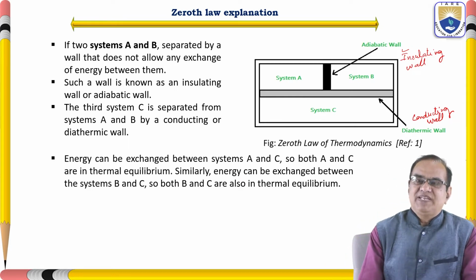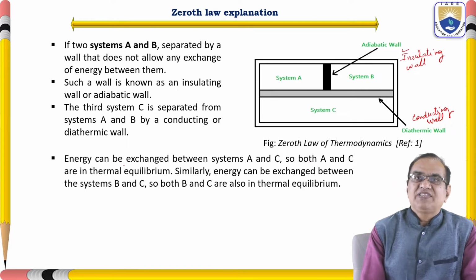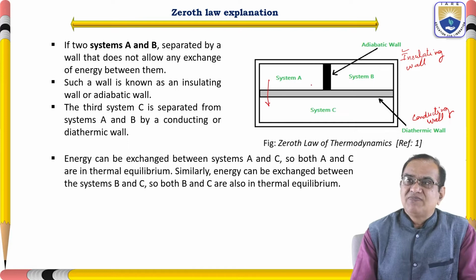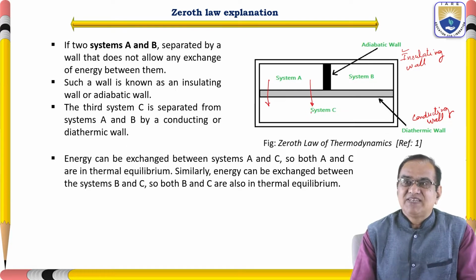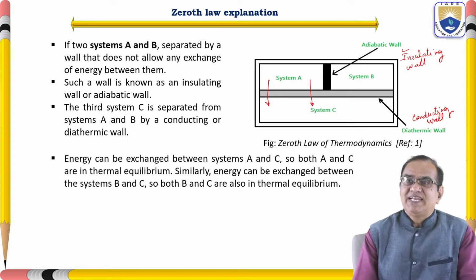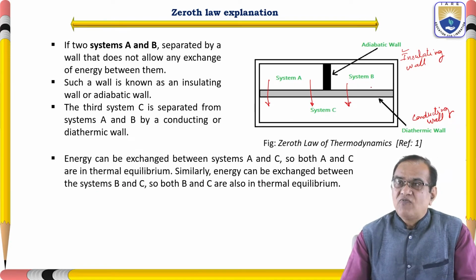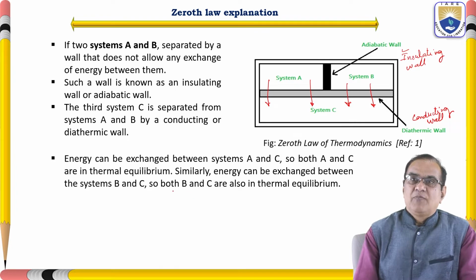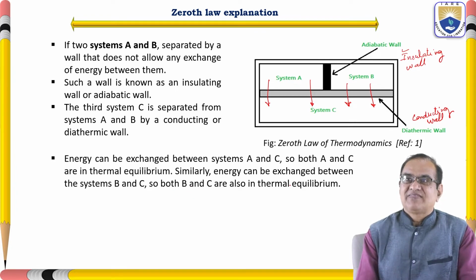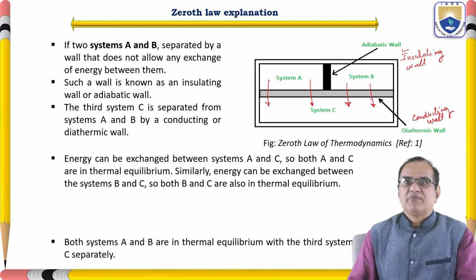Energy can be exchanged between system A and C, so both A and C are in thermal equilibrium. Energy will transfer from A to C, and after some time A and C will be in thermal equilibrium. Similarly, energy can be exchanged between systems B and C, so both B and C are also in thermal equilibrium.